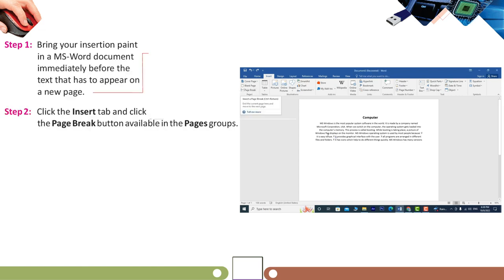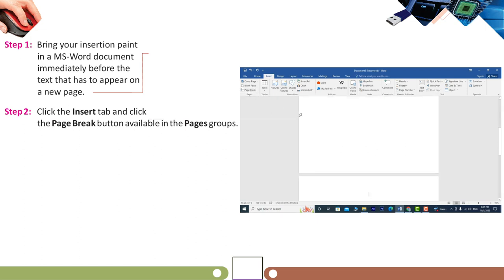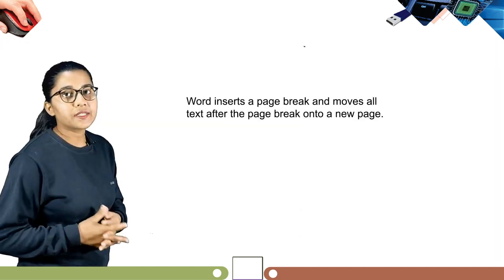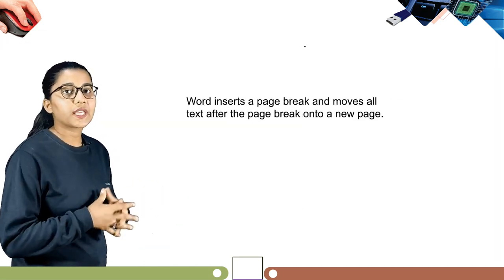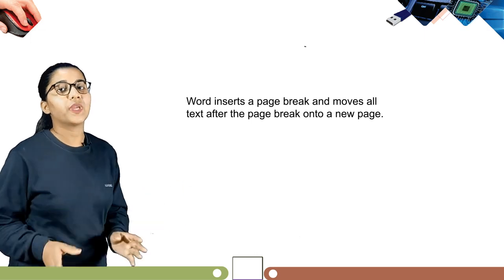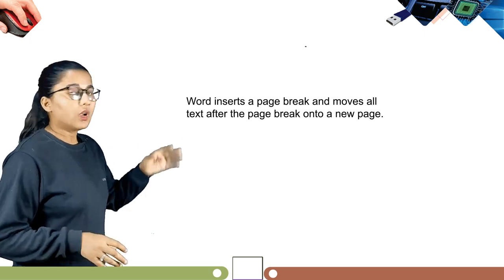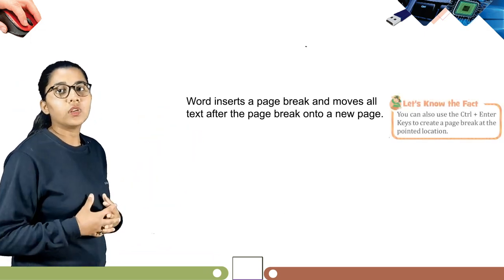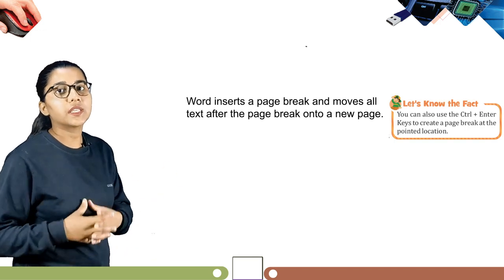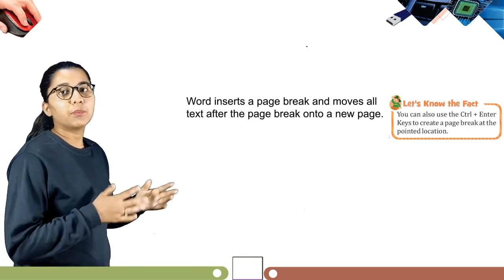So, step 1 is, bring your insertion point in the MS Word document immediately before the text that has to appear on a new page. Now, next step is, click the insert tab and click the page break button available in the page group. Now, Word inserts a new page break and moves all the text after the page break onto a new page. So students, before we start our next topic, let's have a quick look at an interesting fact. You can also use the Ctrl plus Enter keys to create a page break at the pointed location.